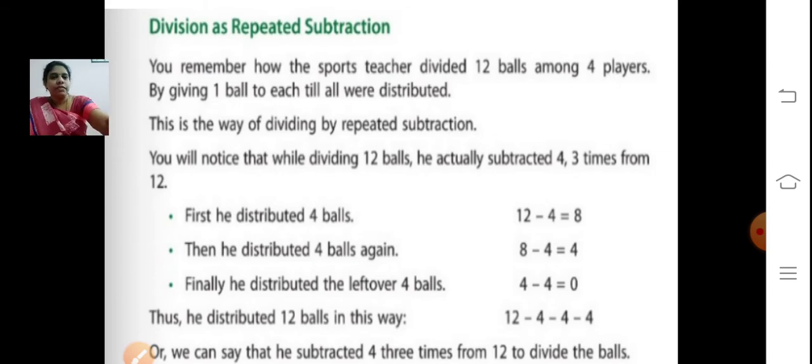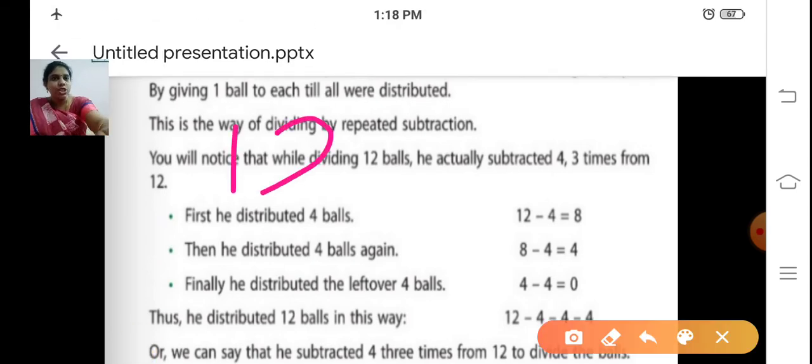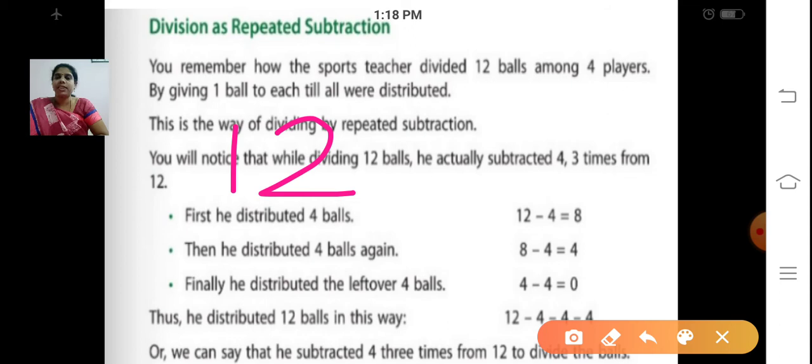So we notice that from 12 balls, he actually subtracted 4. Initially he was having how many balls? Initially he was having 12 balls, right? First how many balls did he give to all the children? He gave 1 each. How many balls did he give then? First he gave 4 balls, as there were 4 players, right? So that 4 we will subtract.